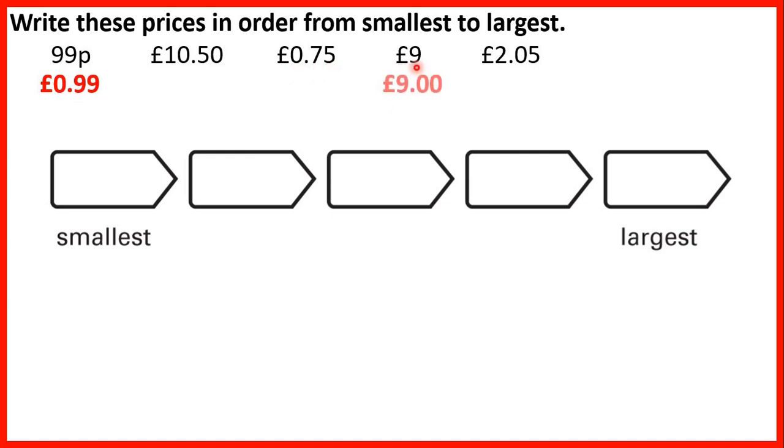Then we have £9, which we can write with a .00 on the end, because that tells us that we have £9 and don't have any extra pence. And we have £2.05.